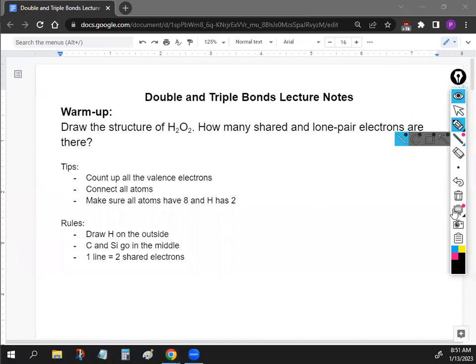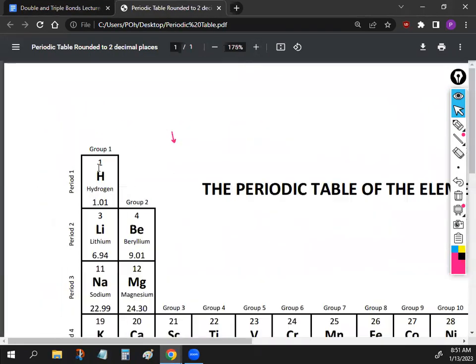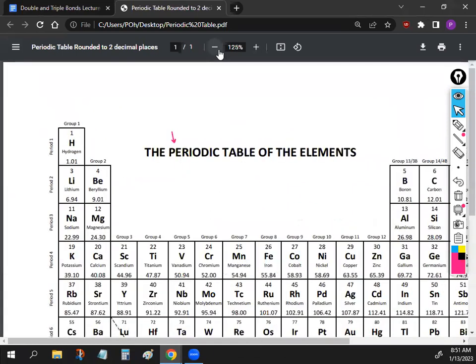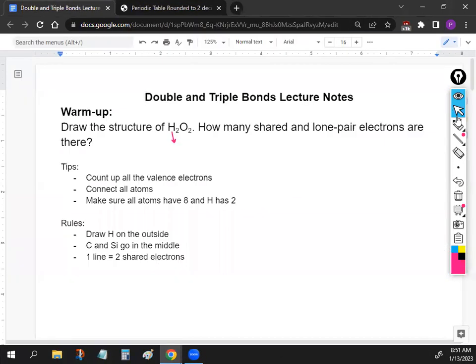Okay, so if you guys remember, what we want to do is first count the valence electrons. If we look at hydrogen, how many valence electrons does hydrogen have? 1. Yeah, so there are 2 hydrogens, but each hydrogen is in the first box, so it's going to be 1 valence electron each for a total of 2.